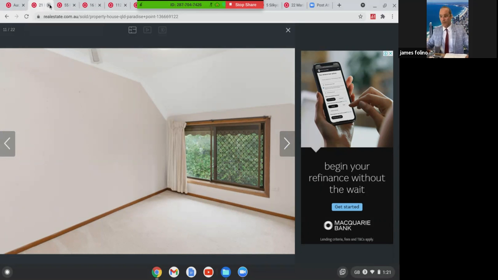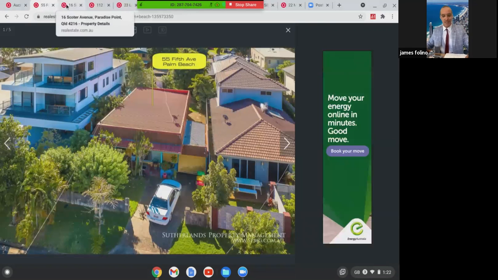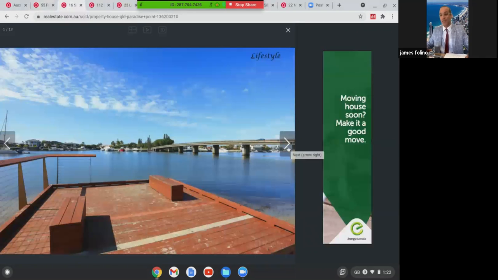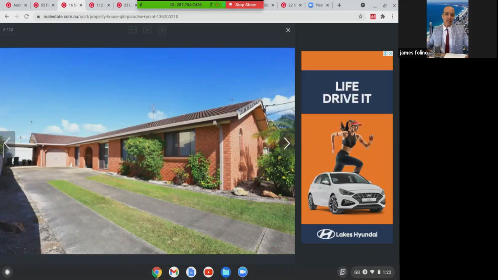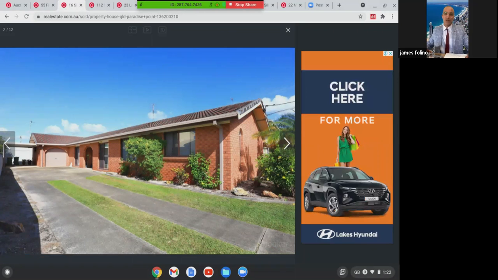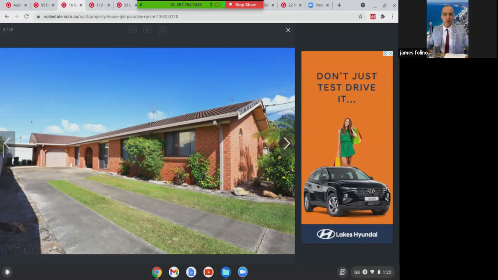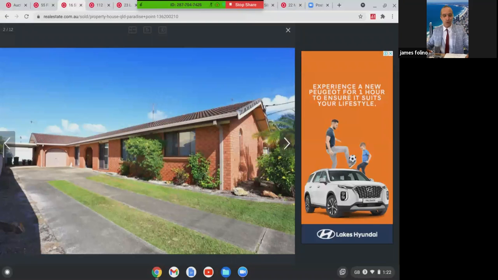We're going to stay in Paradise Point, and we're going to look at this one over here. This was at 16 Scooter Avenue in Paradise Point. It's not a house. It was actually two-bedroom duplexes. There were a couple of other auctions earlier in the year for duplexes, two on a block, and one went for 1.3, the other one went for 1.5. One did have water views.